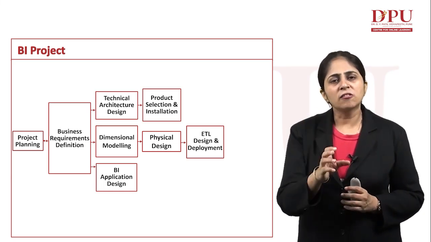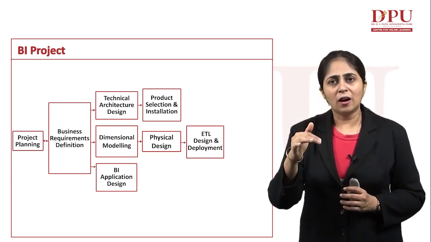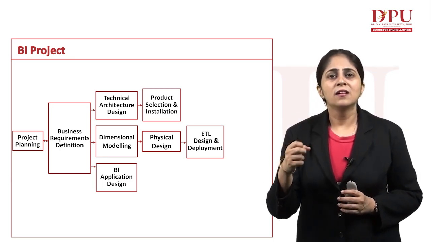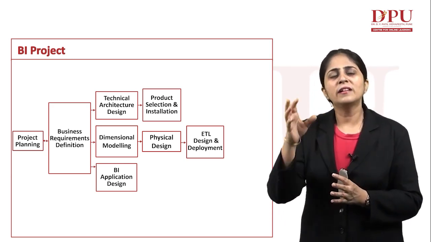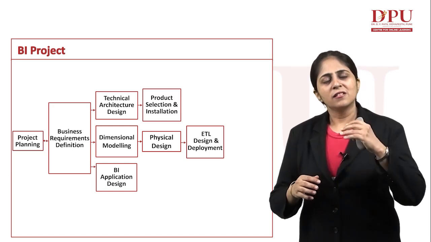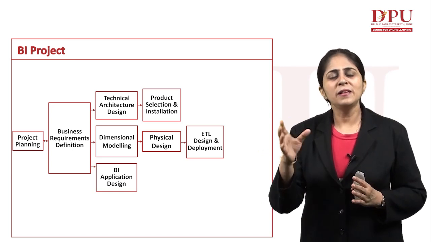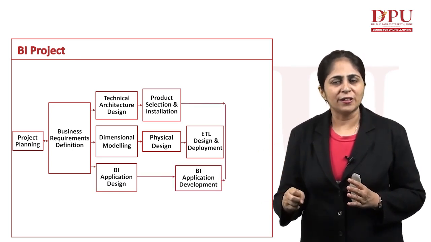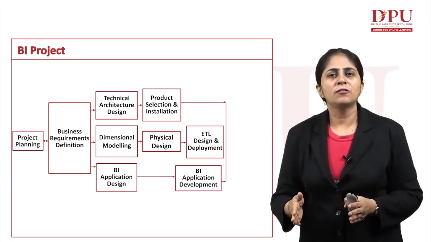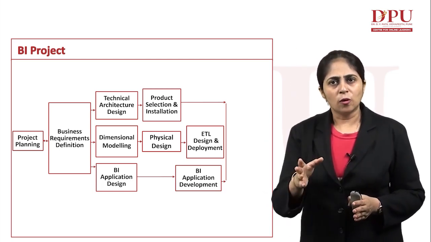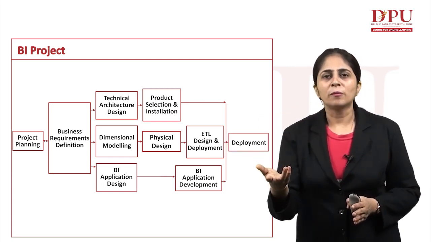ETL is extract, transform and load. Now, the designing has been done. The next process will be to extract, transform and load all these designs and do the development of it. And similarly, when the business intelligence application design phase is done, the next would be the development of this application. So basically, after the designing phase, we have the phase of development. After the development has been done, the next would be the deployment.